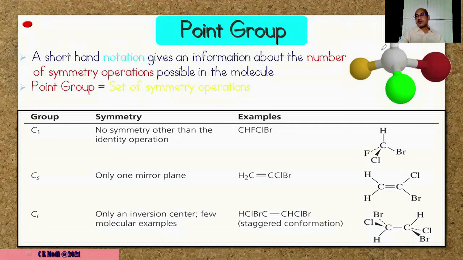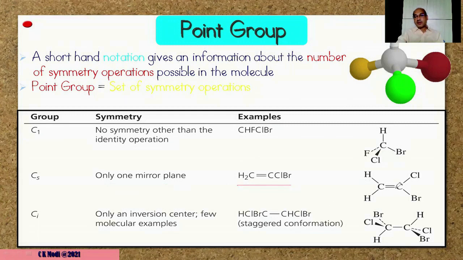So only one operation is present, that is called identity. Every molecule has its own identity, so identity is always present in every molecule or compound. If I perform a 360-degree rotation, the atoms are at the same positions after performing this cyclic operation. So only one identity E is present. Therefore, the point group of that molecule is C1.